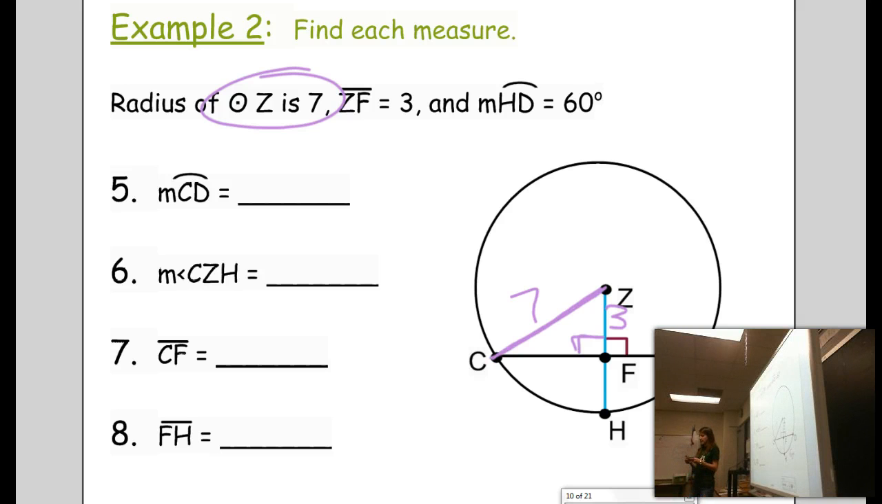Measure of arc CD, Leah. 120. Very good. When a radius is perpendicular to a chord, it cuts the arc in half. 60-60. That's how she got it. Measure of angle CZH, Catherine. I said CZL. Same thing. Same angle. What do you think, Catherine?